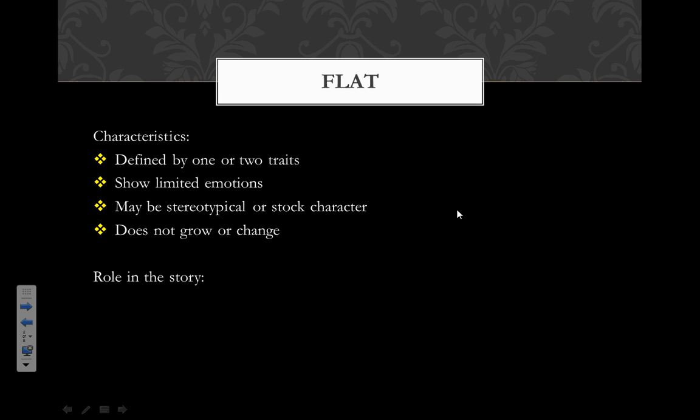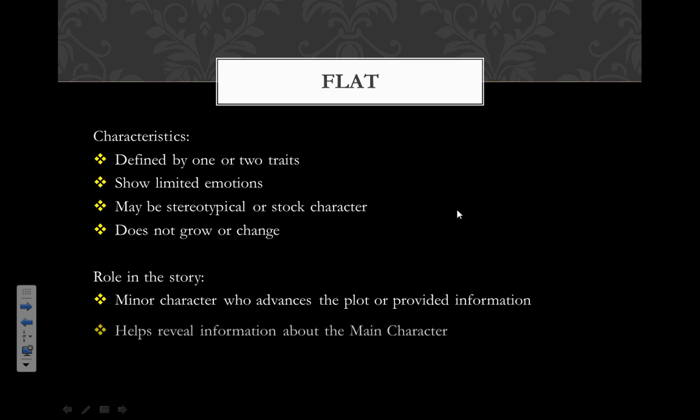Sometimes also they're store clerks, people with one name. Their purpose is only to sell your main character, your protagonist, something, or to help that protagonist meet with somebody else, but otherwise you don't know anything about them. Their role in the story is generally to advance the plot.